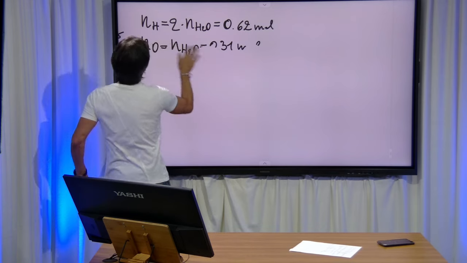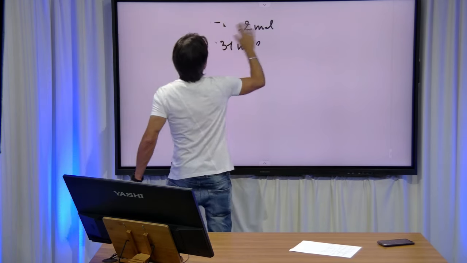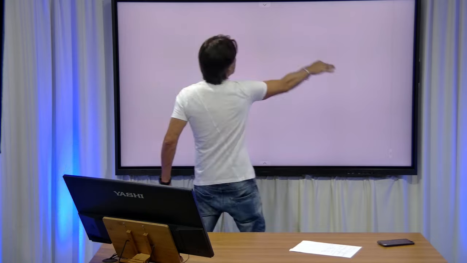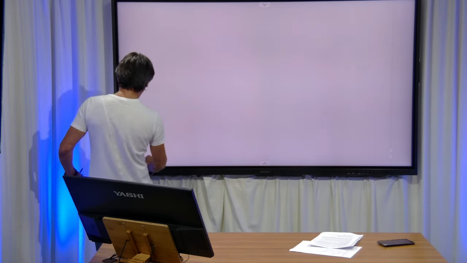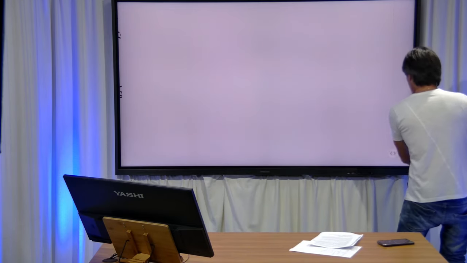The next exercises are about the writing and the balancing of a chemical reaction. Oh, I have erased all the things. Okay, perfect.